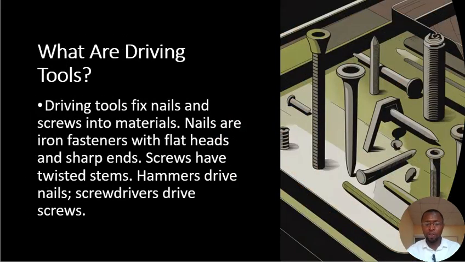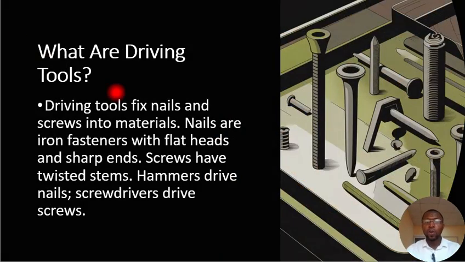Now, what are driving tools? Driving tools fix nails and screws into materials. This is an example of a nail here, and this is a screw. The difference between a nail and a screw is that for a nail, the stem is smooth. You can see there is no friction around it. But for a screw, you can see all of these rings around it. That's the difference between a screw and a nail.